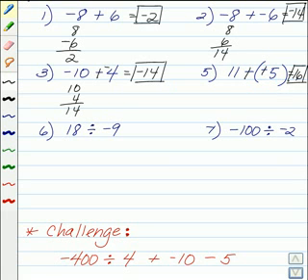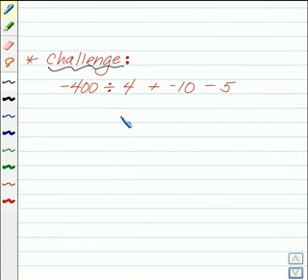And now for some multiplying and dividing. 18 divided by -9. 18 divided by 9 is 2. A positive divided by a negative is a -2. -100 divided by -2. 100 divided by 2 is 50. A negative divided by a negative is a positive 50. Let's have you try out a challenge. -400 divided by 4 plus -10 minus 5. See if you can follow the rules on your own and finish this up and click continue when you're done.